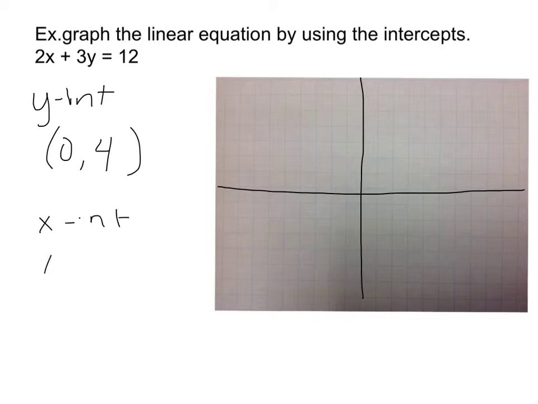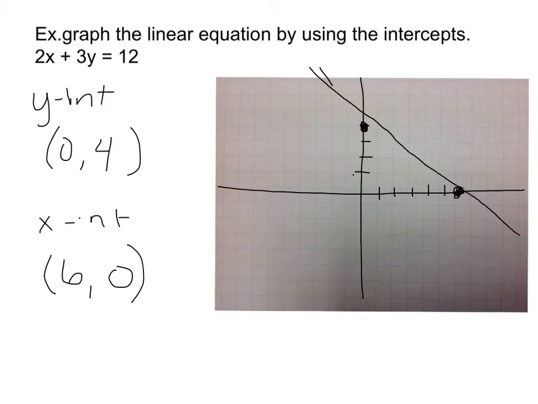X-intercept, we'll plug in 0 for y, so 2x plus 0 equals 12. We divide by 2, and we should get 6. So we graph this. 5, 6. Apologize for my marks being off. 2, 3, 4. We go up 4 on the y. We go over 6 on the x. As I said, you only need 2 points for a line. Apologize for the bad line. If it's going through those points, obviously you'll be right. So that's how you're going to graph using the intercepts.